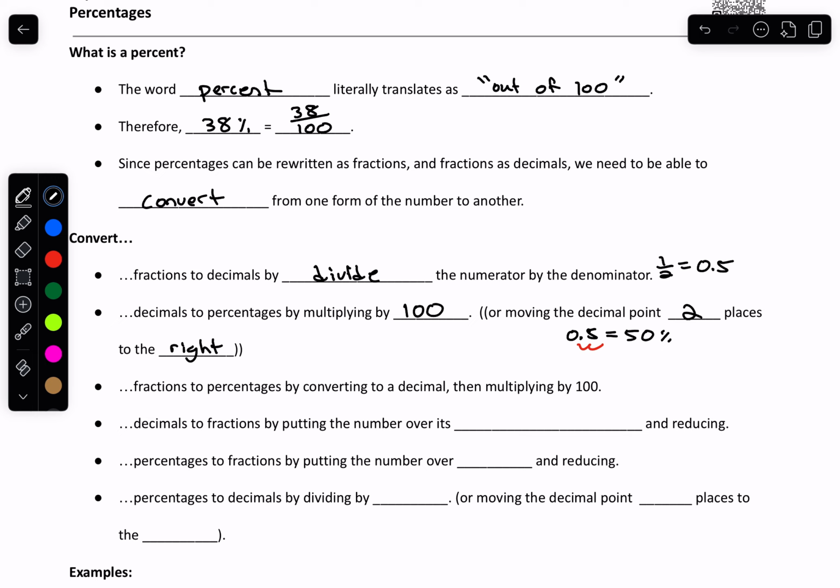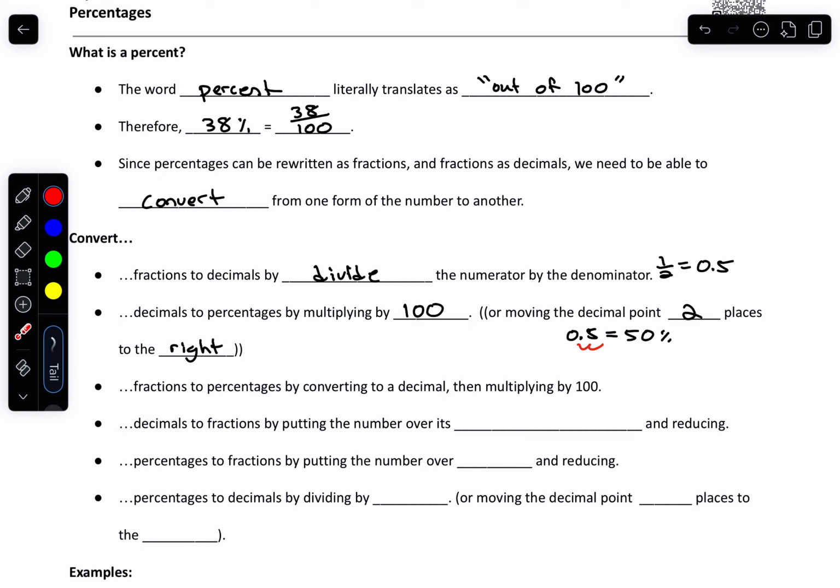If we want to convert fractions to percentages, what we can do is convert to a decimal and then multiply by 100. This one is probably the hardest one to remember, even though it's the easiest. We don't generally go straight from a fraction to a percentage because that would require us to know what that fraction looks like with a denominator of 100. So instead, we convert the fraction into a decimal by dividing. Then we multiply that decimal by 100 to get to a percentage.